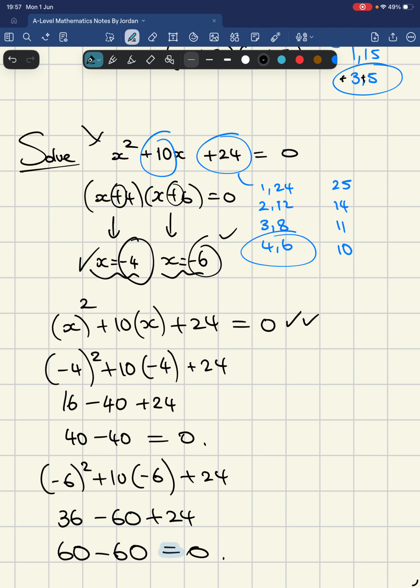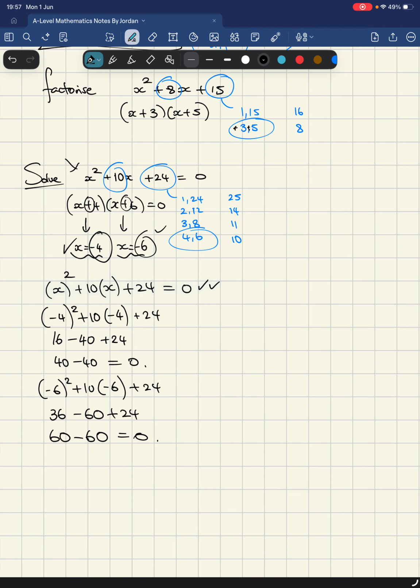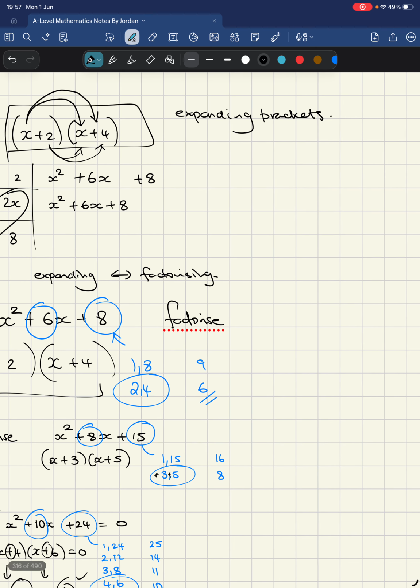Okay, and that's what we mean by solving. We're trying to find the values of x for which this equation gives us an answer of 0. And for a quadratic, you'll usually find there's 2. Sometimes there's only 1, but usually there's 2. Okay? So let's keep going.